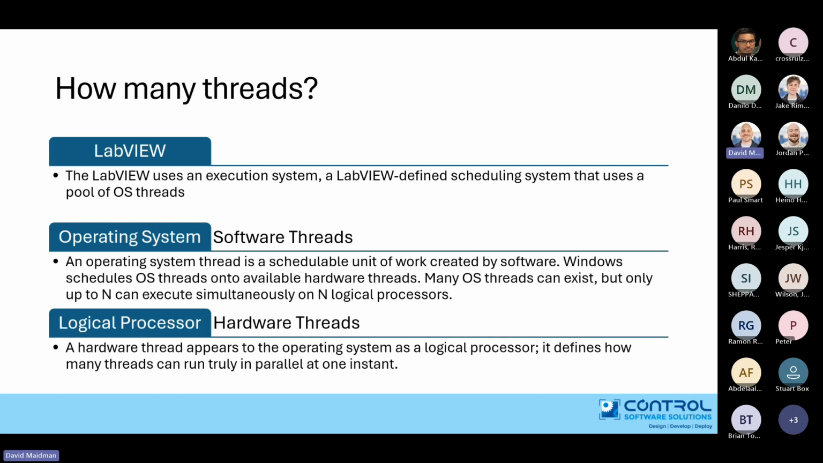Operating system threads are software-level threads. An operating system thread is a scheduled unit of work created by software. So Windows schedules OS threads and puts them onto the available hardware as it sees fit. We can make requests and ask to use a specific CPU, but at the end of the day, the operating system will decide how the software threads are distributed on the hardware threads, the hardware targets.